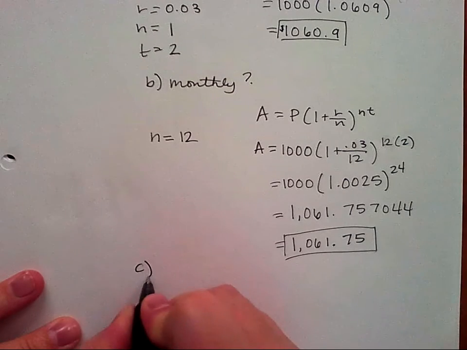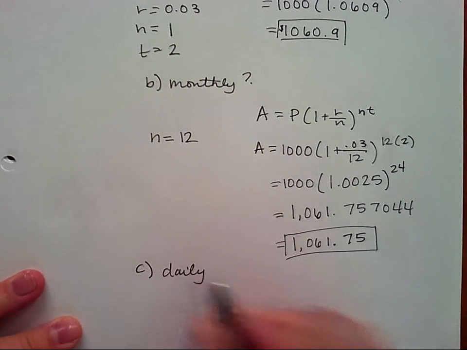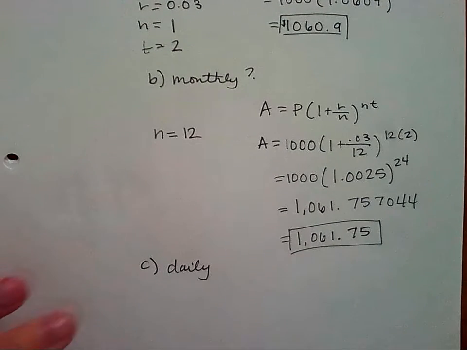So let's do another one. C, compounded daily. What's the difference between compounding daily? What am I changing from my previous example? N, again, right? All right, so I want you guys to do this one.